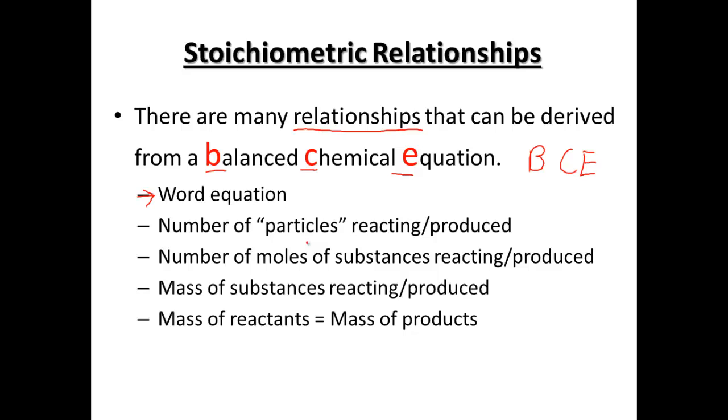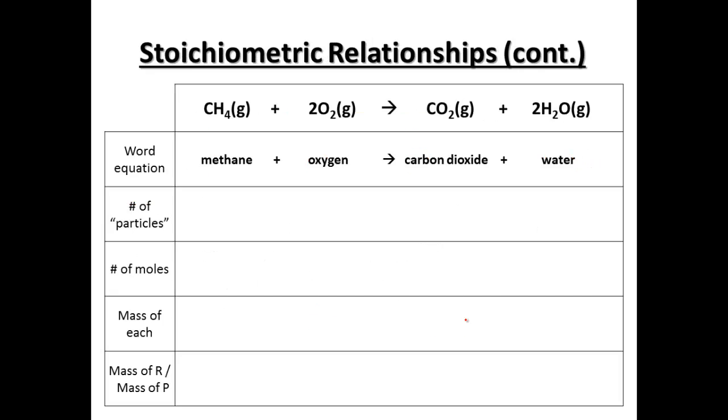We can find the number of particles reacting and producing products. They could be molecules, atoms, formula units, or ions. We can find the number of moles of each substance reacting. We can find the mass of the reactants and what's being produced. And the mass of the products must equal the mass of the reactants, so what we started with must equal what we ended with. We're going to do a problem together to look through these 5 ideas.